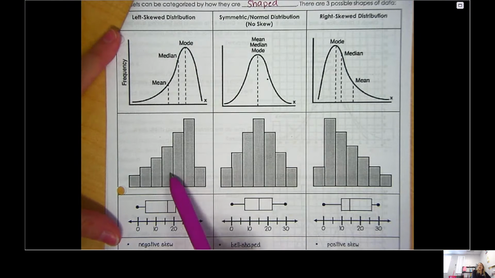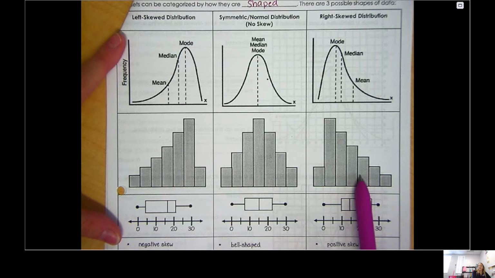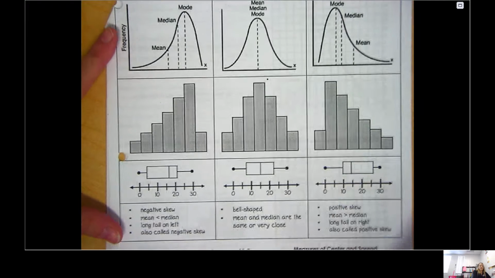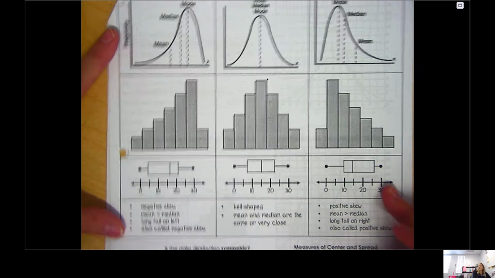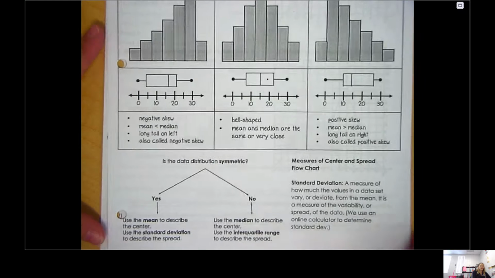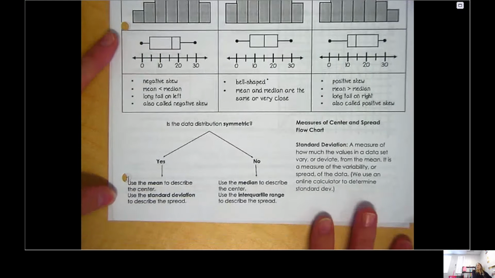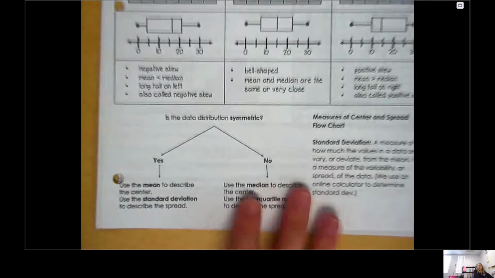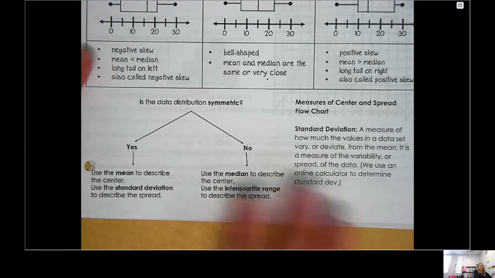So here's what a graph would look like if it was left skewed. Here's what a graph would look like if it was right skewed. And then I've got some different images over here for you. Now, the last part is this little section down here. It's a little chart for you as we go to answer our questions.